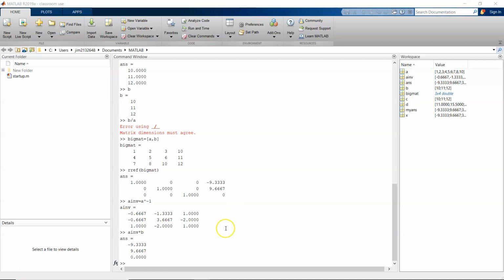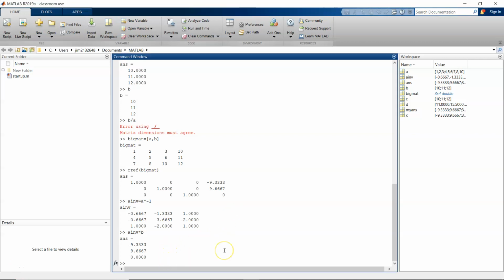Okay, there's just a couple more things I want to show. A times A inverse. Now, we've talked about the identity matrix. We've talked about inverse matrix. What does that mean? Well, we found the inverse. A inverse is the reciprocal of A to the negative 1 power.